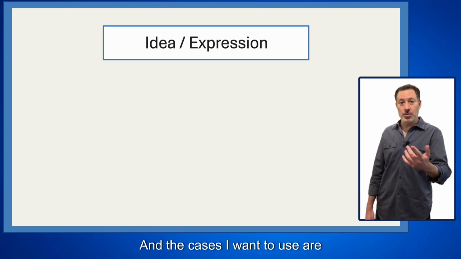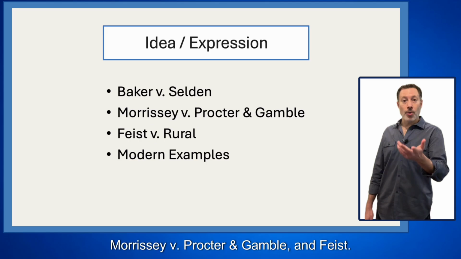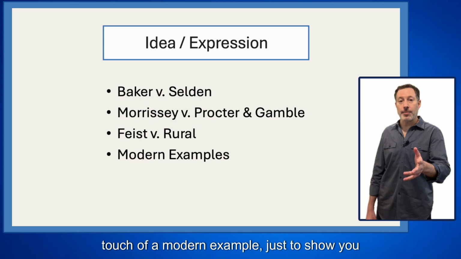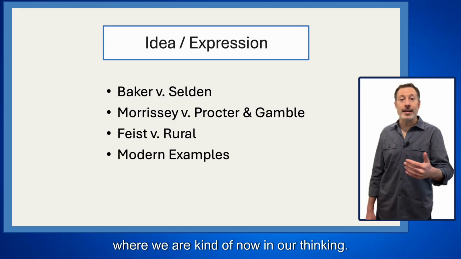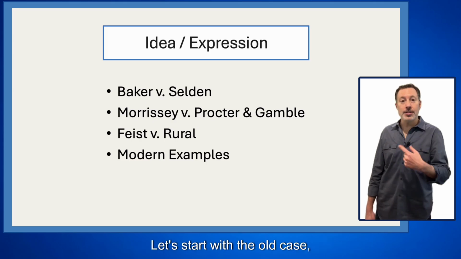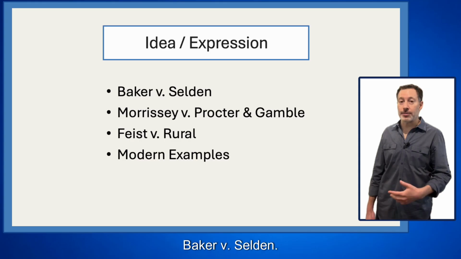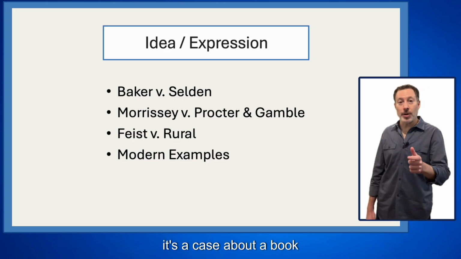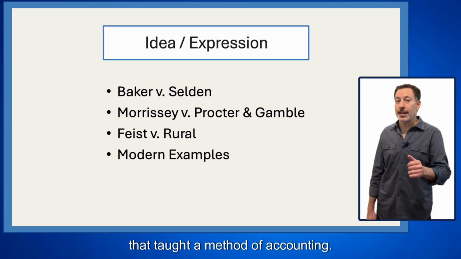And the cases I want to use are Baker versus Selden, Morrissey versus Procter & Gamble, and Feist. And at the very end, I'll do a really quick touch of a modern example just to show you where we are kind of now in our thinking. Let's start with the old case, Baker versus Selden. This is an old Supreme Court case, and it's a case about a book that taught a method of accounting.